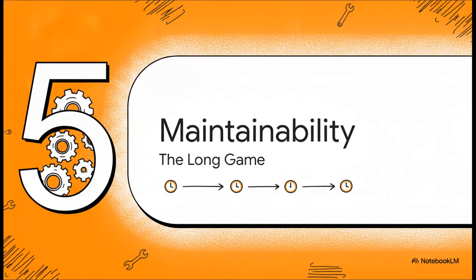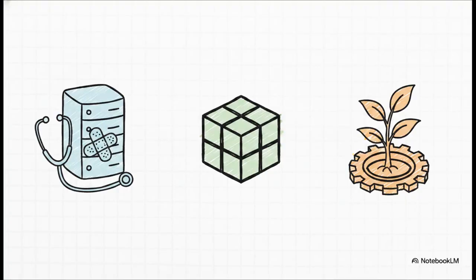Finally, Section 5, Designing for Maintainability. This is playing the long game. It is an open secret in software engineering that the vast majority of your cost isn't the initial coding, it's the ongoing maintenance. A genuinely maintainable system has to nail 3 areas.